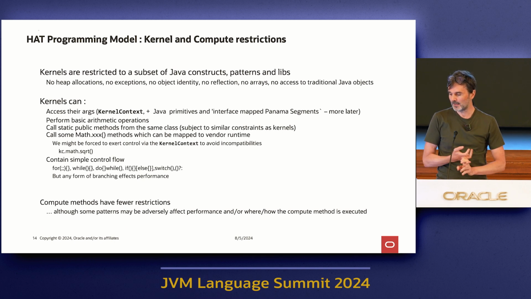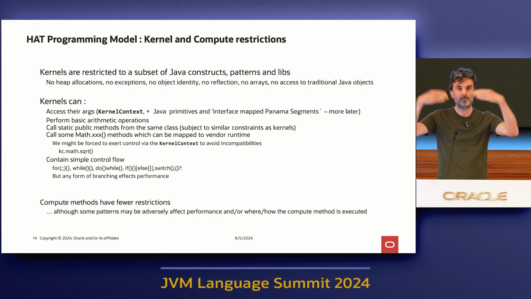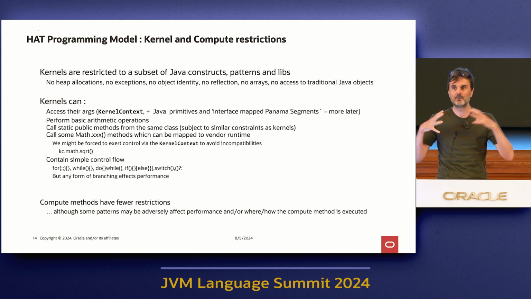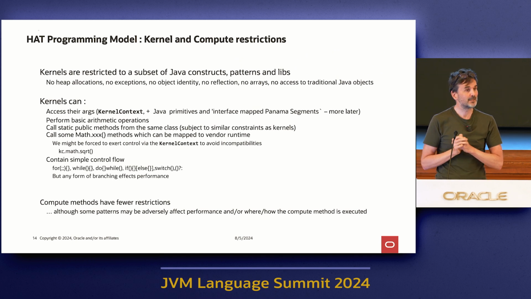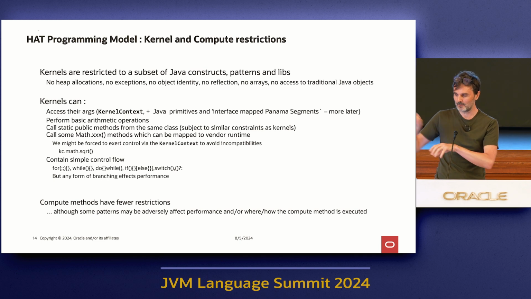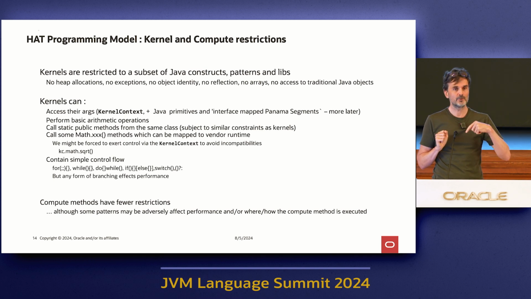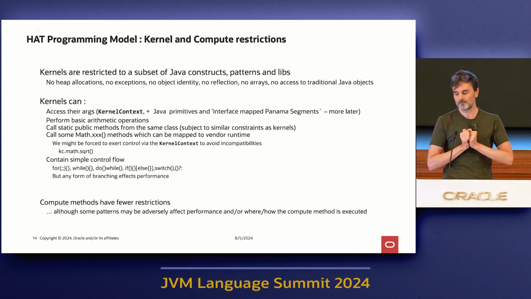But kernels can access their args. They can perform basic arithmetic operations. We'll show some fairly reasonably complex examples. They can call other static methods, math methods, and so forth. If we choose to support math exp or log, we can make those intrinsic and translate them to the equivalent calls on the GPUs. And they can contain control flow. So we can use for statements, while statements, even switch. And I think if we can pattern match with the other constraints, we can even support that. Of course, when writing GPU code, if you're going to use control flow, that's going to impact your performance.